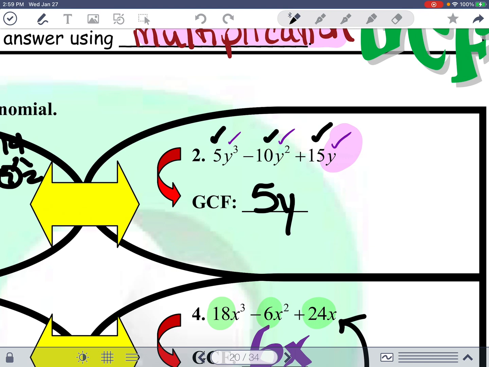And you're done. That's the greatest common factor. 5y will divide into all three of those terms with no remainder. Okay?